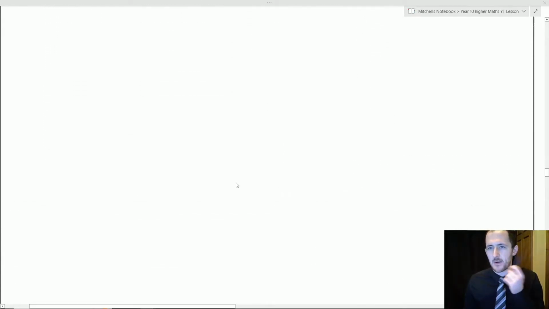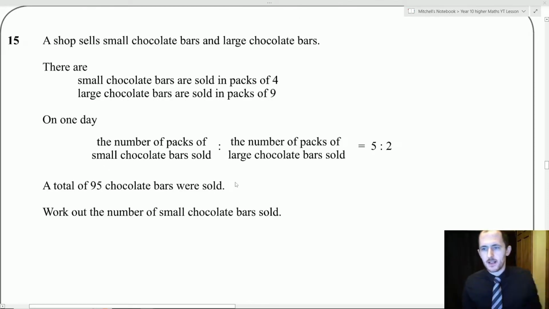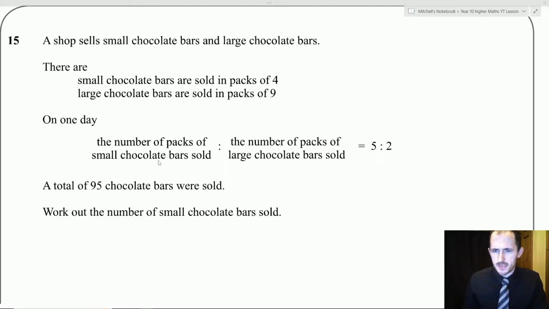Okay, format question. Let's go through this one just to make sure we've done a format question. So, a shop sells small chocolate bars and large chocolate bars. The small chocolate bars are sold in packs of 4, and the large ones are sold in packs of 9. On a day, the ratio of small to large is 5 to 2, and a total of 95 chocolate bars were sold. Yeah, sure, Lila, we can. So work out the number of small chocolate bars sold.